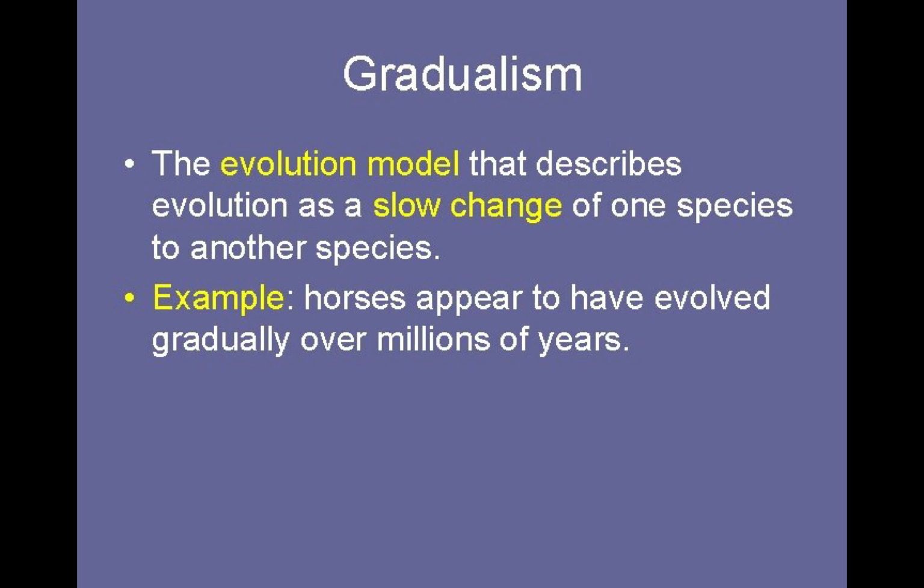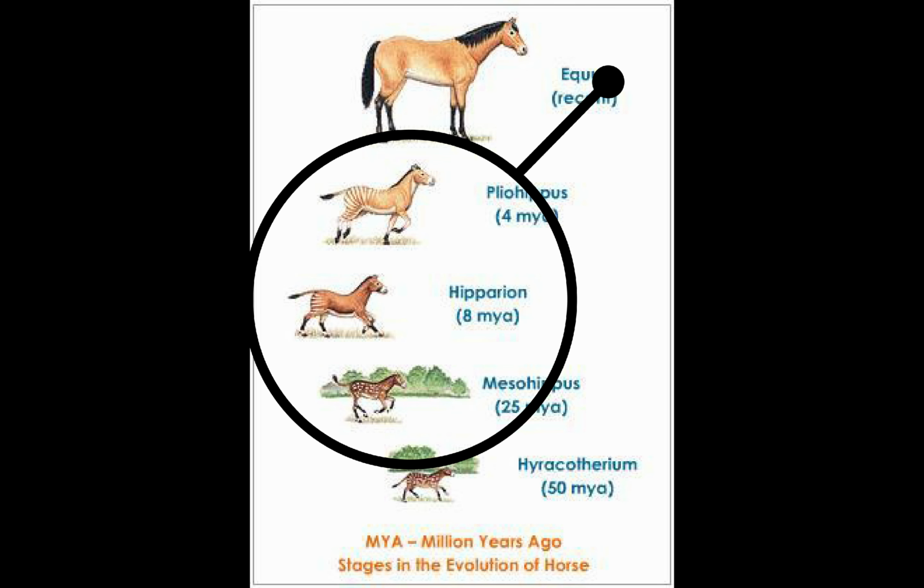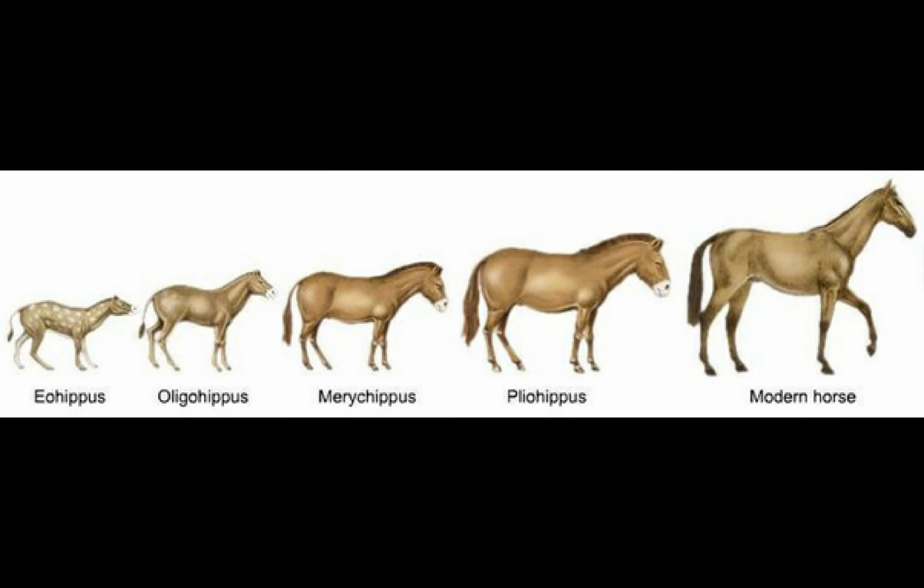For example, horses over 50 million years have changed from one form that was fairly small, less than half a meter, to the form that we have now. And there are lots of transitional forms in between these two. The problem is that these transitional forms are very rare in nature. So there's not much evidence to actually support this gradual change.